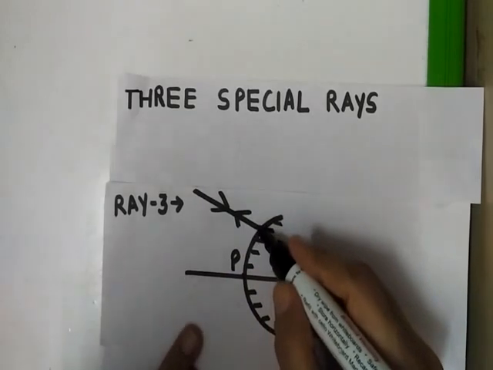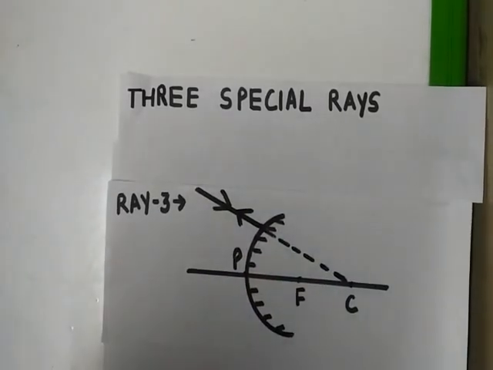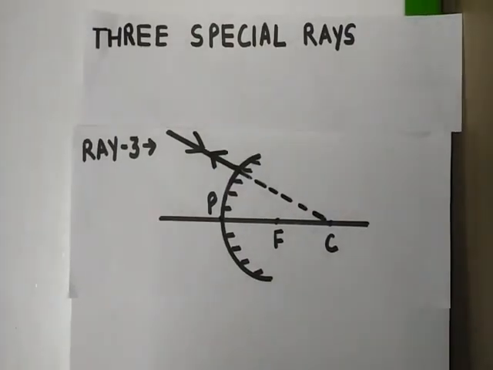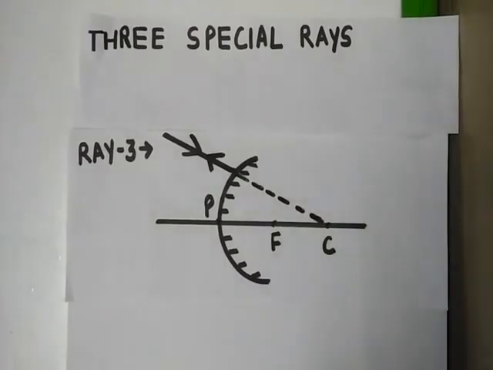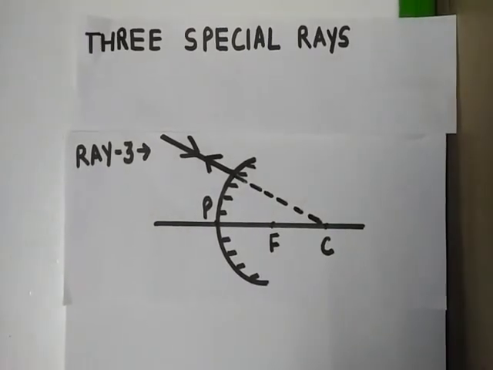So students, now we have achieved our third learning outcome, and I hope now you all are able to explain the 3 special rays used to draw ray diagrams for spherical mirrors.